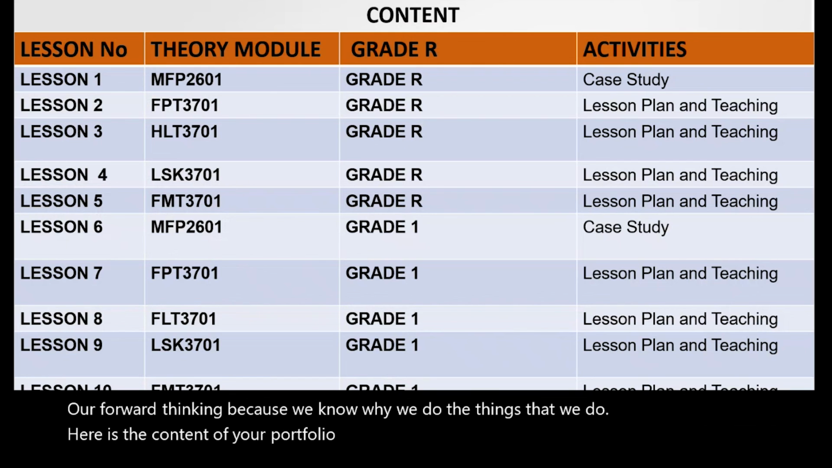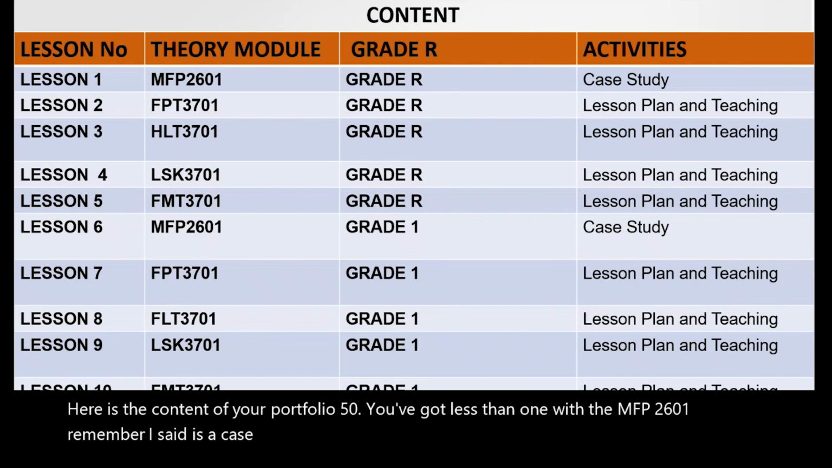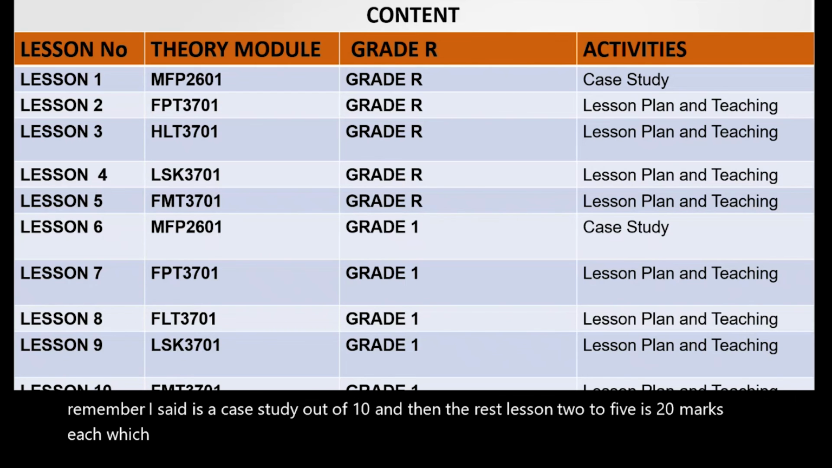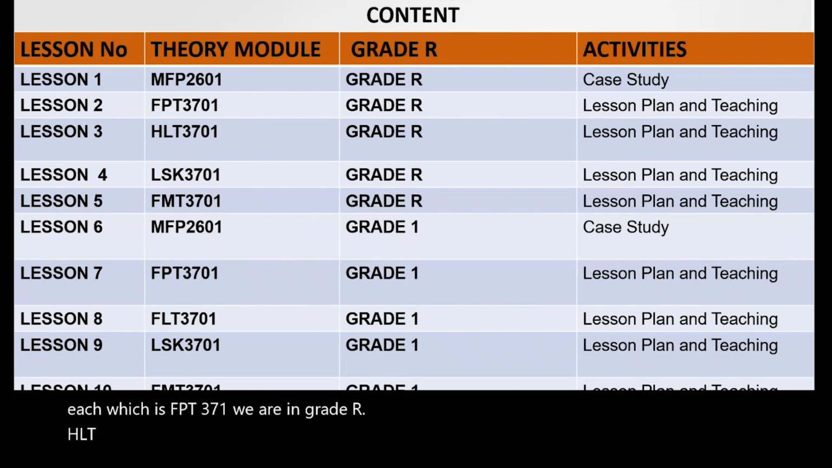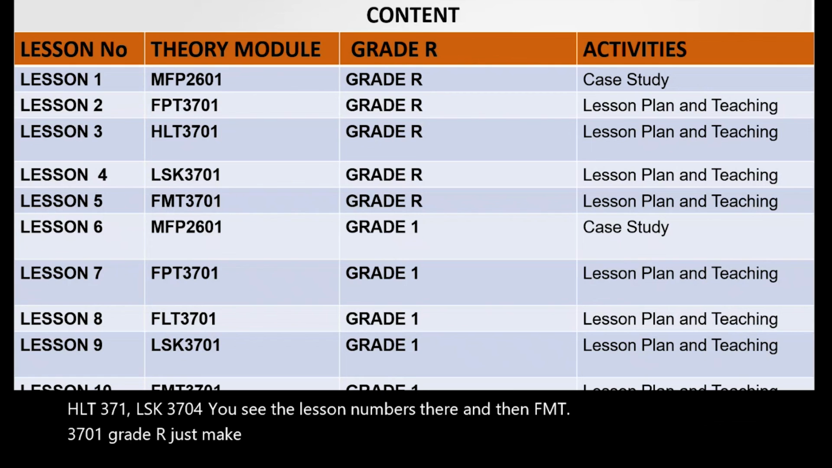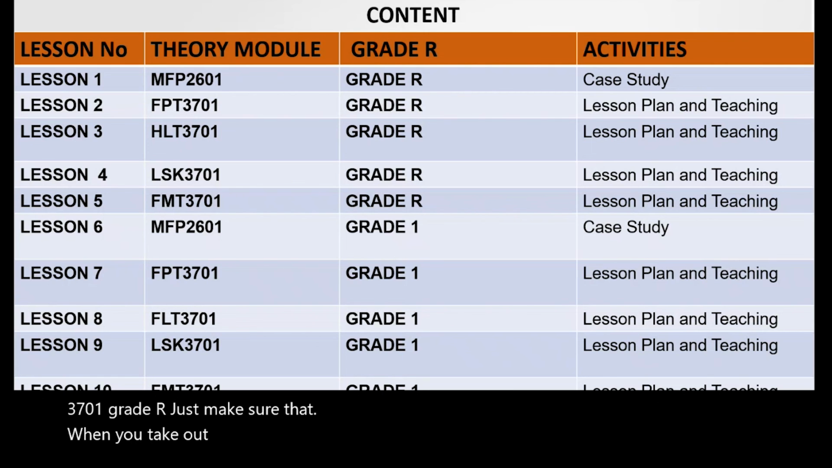Here is the content of your portfolio 50. You've got lesson 1, which is MMP 2601. Remember, I said it's a case study out of 10. And then the rest, lesson 2 to 5, is 20 marks each, which is FPT 3701. We are in grade R. HLT 3701, LSK 3704. You see the lesson numbers there. And then FMT 3701 grade R.